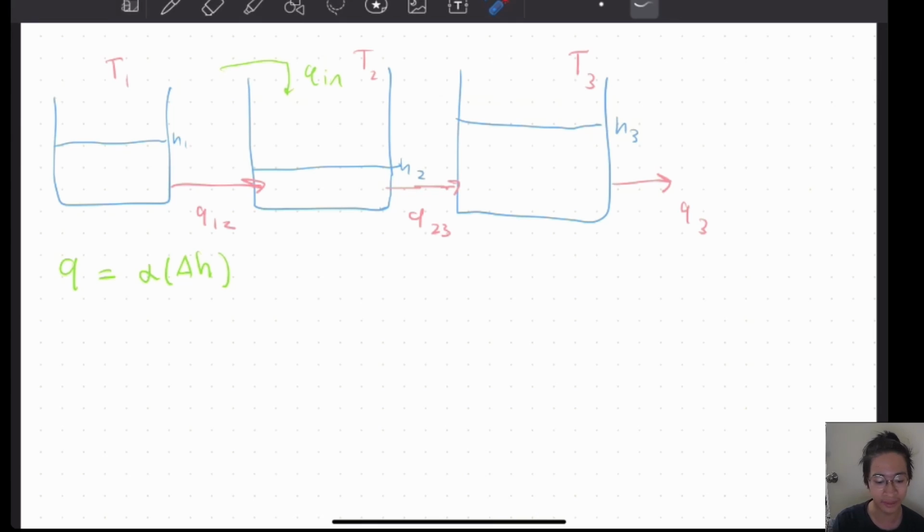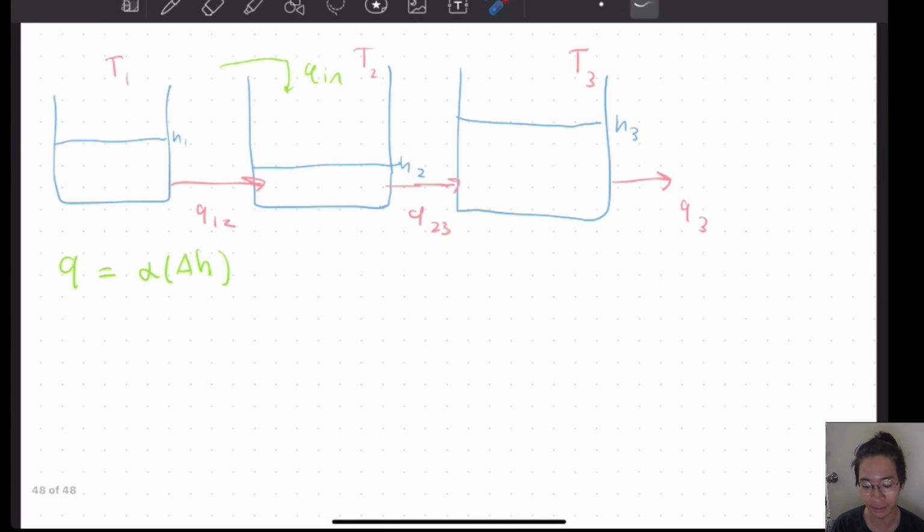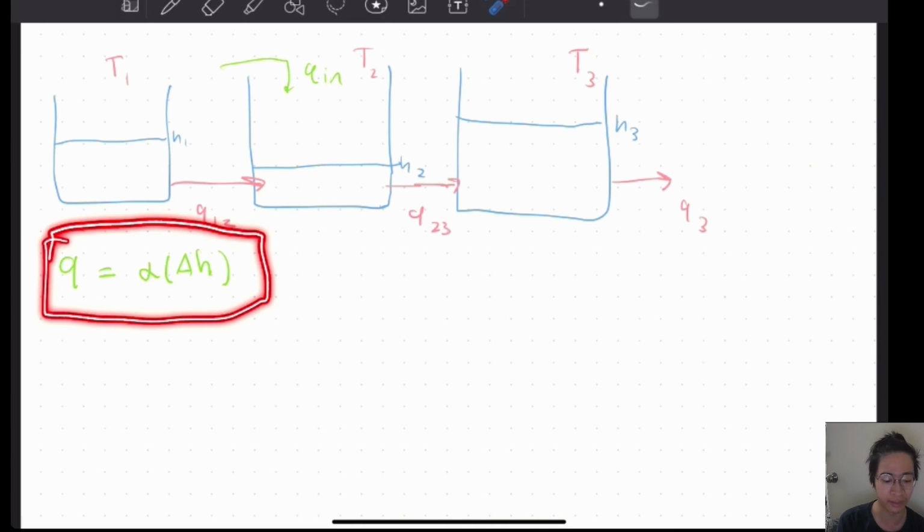So this is tank 1, tank 2, and tank 3. The Q represents the volumetric flow rate. Q12 means between tanks 1 and 2, Q23 means between 2 and 3, and this is going out to the environment. You can really imagine the environment as an enormously large tank that will never have backflow. Before we get started with that, let's quickly talk about this equation right here.